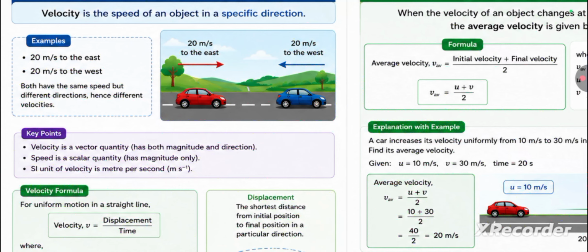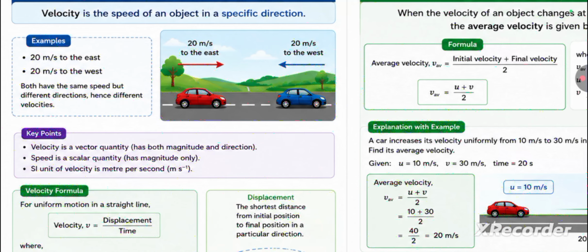Okay, velocity is a vector quantity because it has both magnitude and direction. So speed is a scalar quantity because it has only magnitude. It has no direction. The SI unit of velocity is meter per second. The units of speed and velocity are the same. That is meter per second.